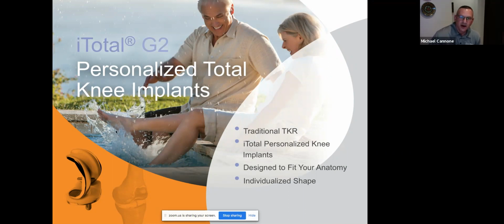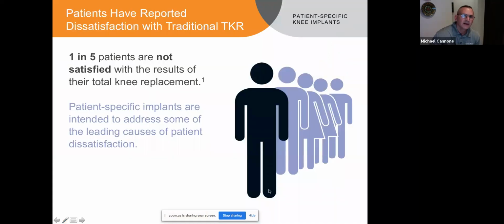So we have options available to us. We have the traditional total knee replacement. We have these personalized implants that are custom fit for your knee, one of a kind. There are insurance companies that are denying those, so we have to battle with them to try to get that. They're designed to fit your particular anatomy and individual shape of your bones. There are studies that show 1 in 5 patients can be unsatisfied with the results of their knee replacement. These patient-specific implants are intended to address some of those problems associated with the dissatisfaction.